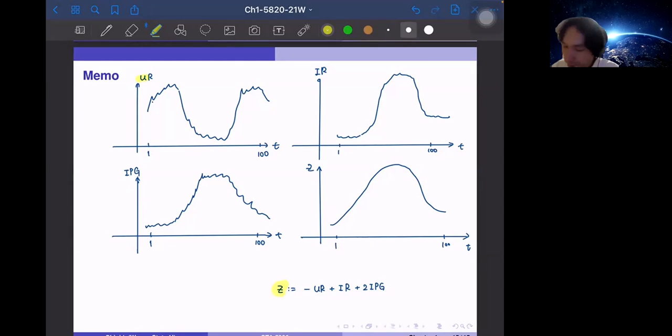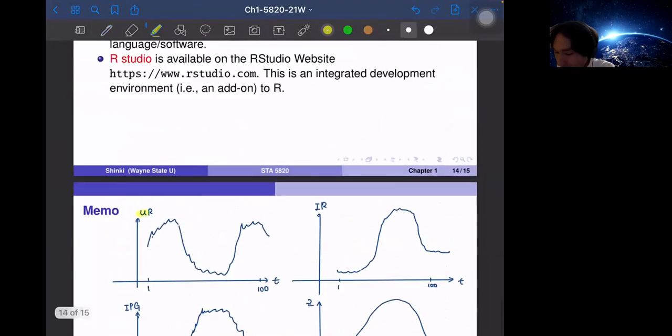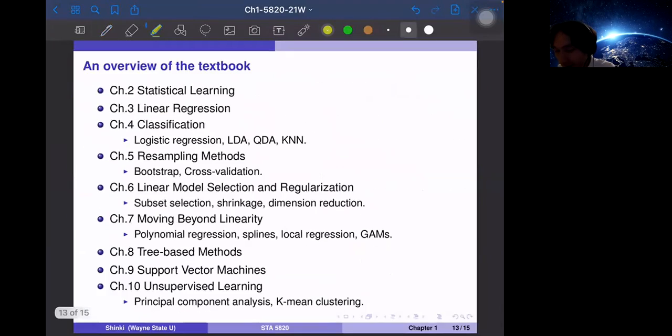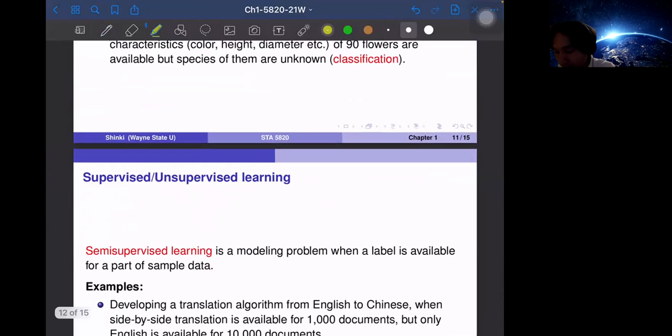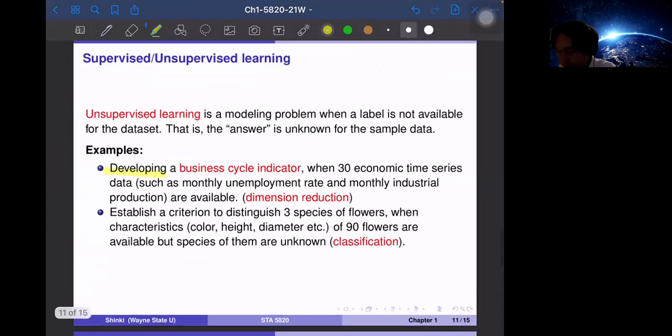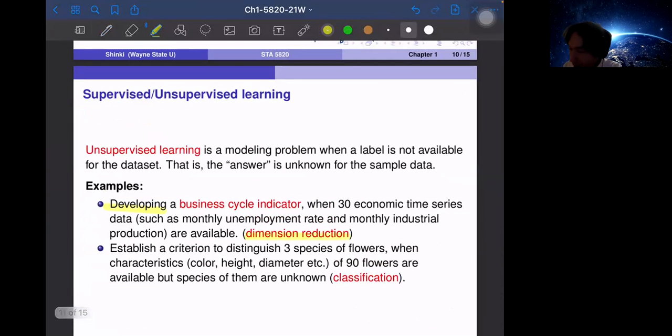We just want to summarize all the economic data into one more reliable business cycle indicator. This is the so-called dimension reduction technique. We have 3 variables, but we just summarize them into one variable. 3 to 1 is simple, but maybe 100 to 1 or 1000 to 2. That is the dimension reduction technique.